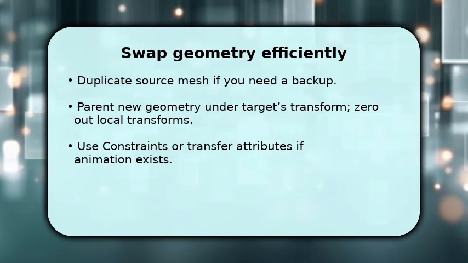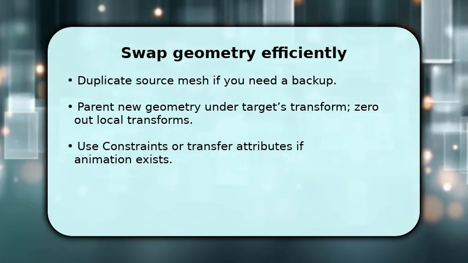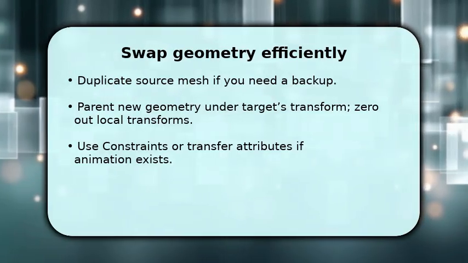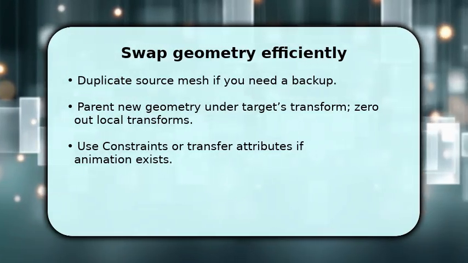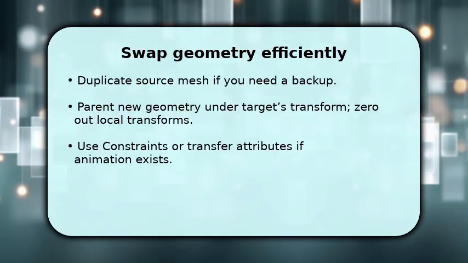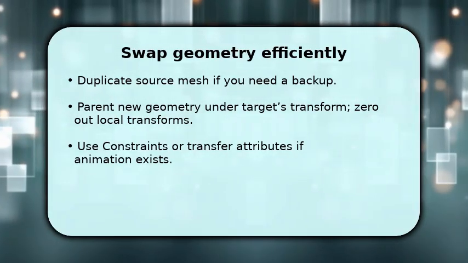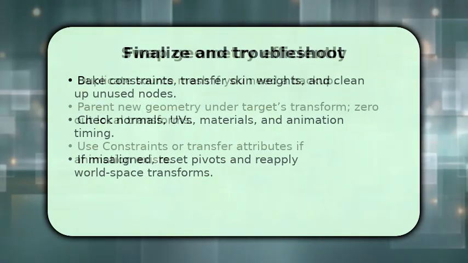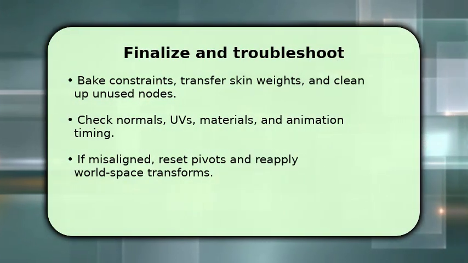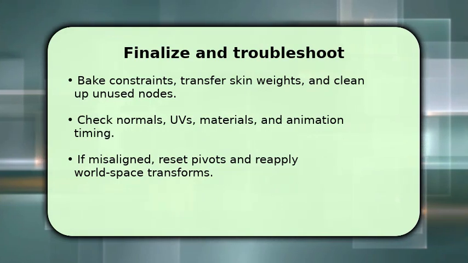If the target has animation, use point and orient constraints to preserve motion before deleting the original, or transfer skin weights and UVs if needed. Make sure normals and materials are assigned correctly to avoid issues. Finish by baking constraints and transferring any skin weights or blend shape connections so the new object behaves identically.